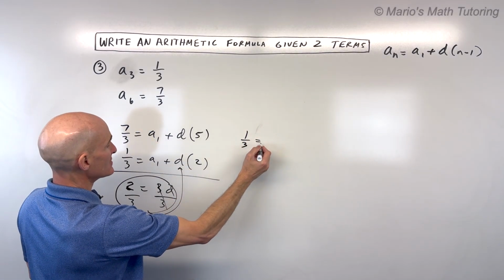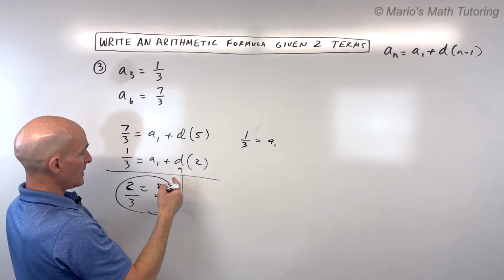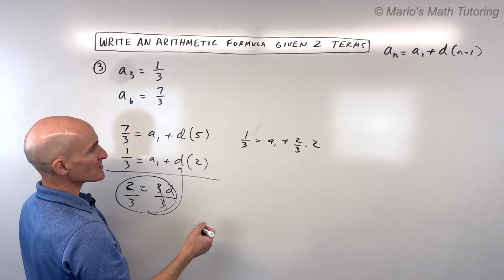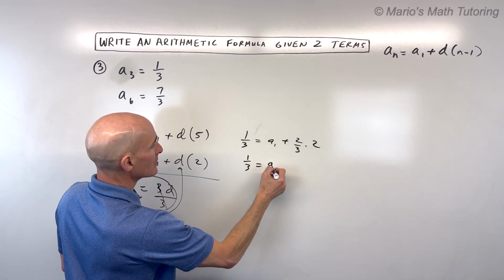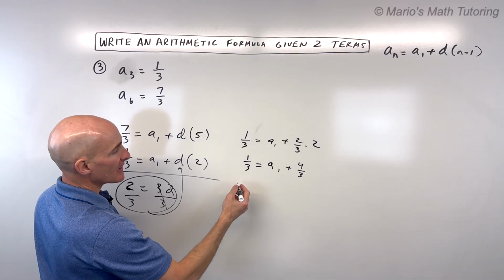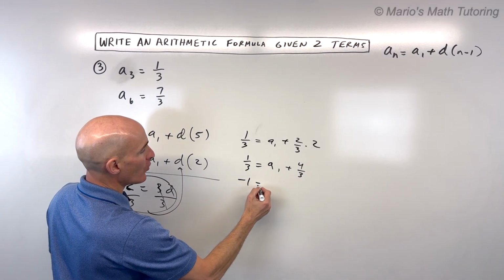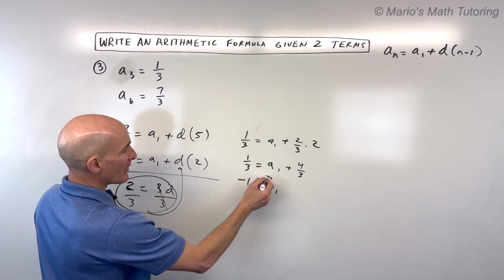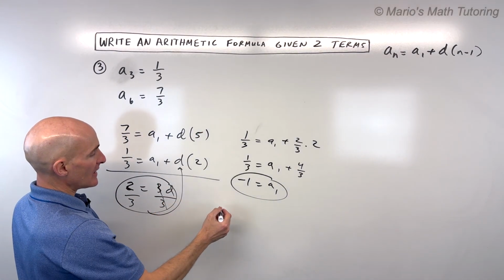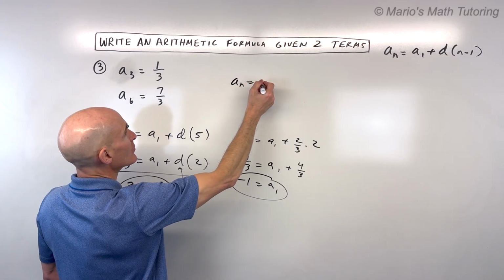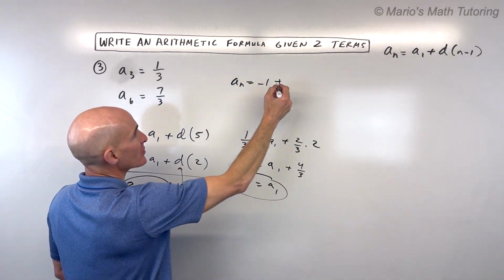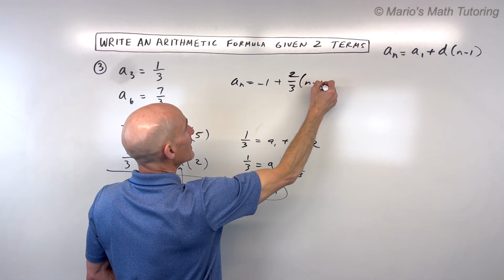So 1/3 is equal to a1 plus 2/3 times 2, which gives us 4/3. And if we subtract 4/3, that gives us negative 3/3, which is negative 1. So now we've got the first term, we've got the common difference. We can write our formula. So we've got a sub n equals a sub 1, which is negative 1, plus our common difference, which we said was 2/3, times n minus 1.